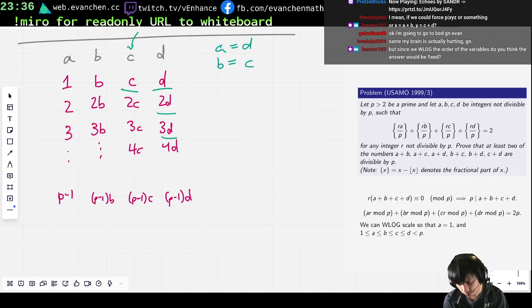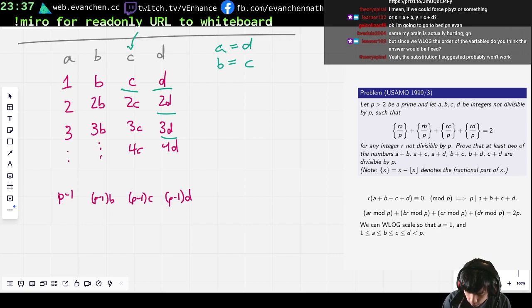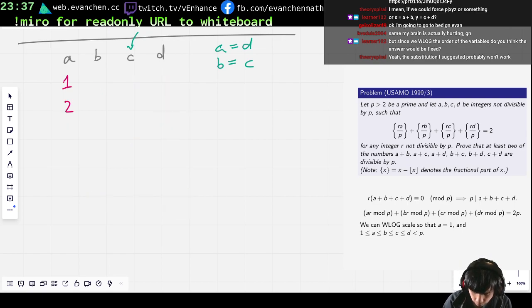But... Let me just draw an example. I think that I'm having a hard time thinking about this because this is too abstract. Let's do like 7 or something. B equals 7.